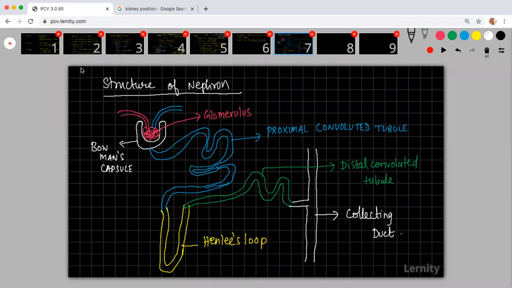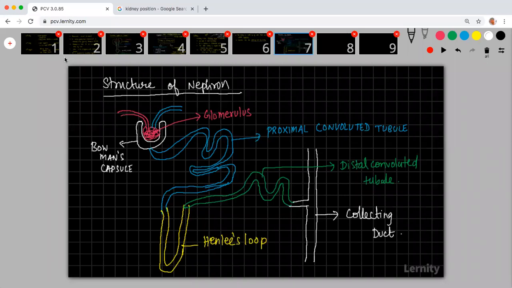Yes, they will try to see it using a cadaver. So they are asking how did they find all these things. They will take a human kidney, a dead person's kidney. They'll dissect it and then try to see it.